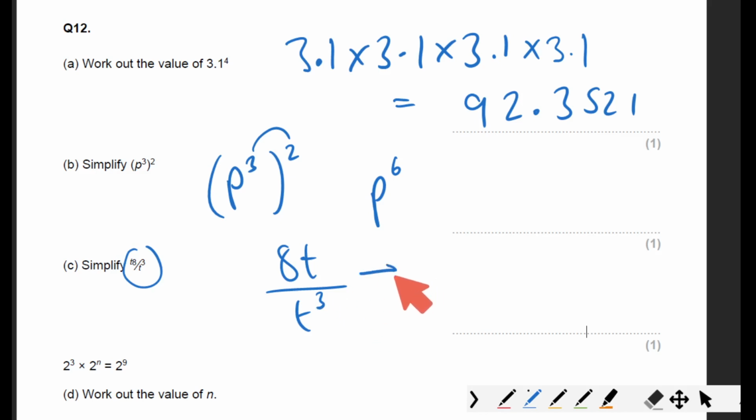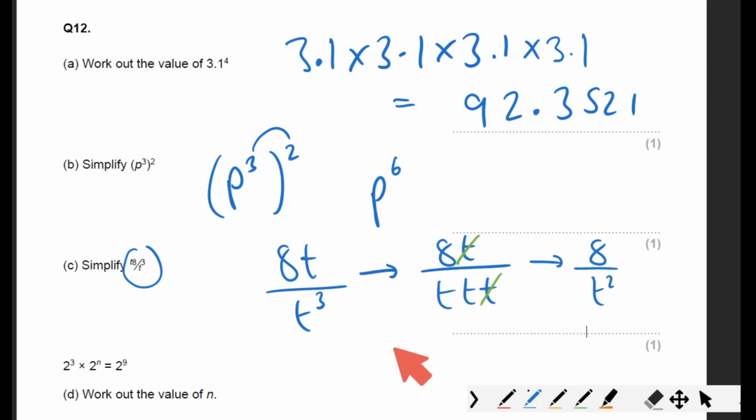If I was to rewrite this, there are different ways of looking at it. If I look at it like this, 2 to the power of 3 means t times t times t. You can see there's a t over here and a t down there. They can cancel, and there's nothing else that cancels, so you're just left with 8 over t times t, which is t squared. The other way of looking at it is like this, but you can put the 1 there.